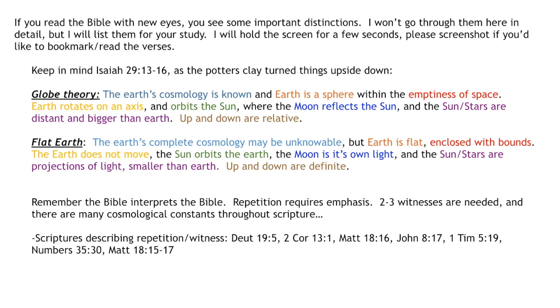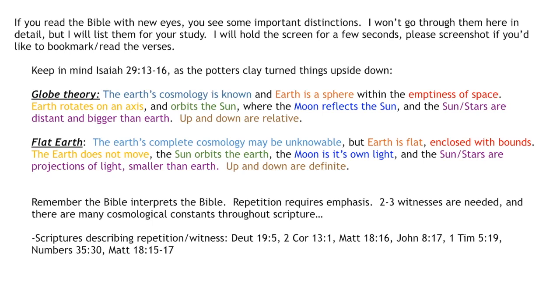Within globe theory, the Earth's cosmology is known, and the Earth is a sphere within the emptiness of space. Earth rotates on an axis and orbits the sun where the moon reflects the sun, and the sun and stars are distant and bigger than Earth. Up and down are relative.